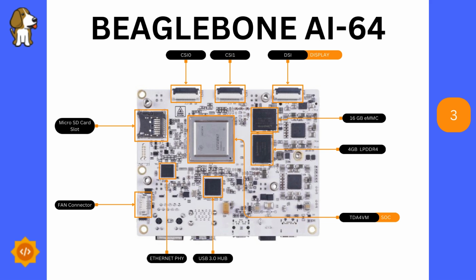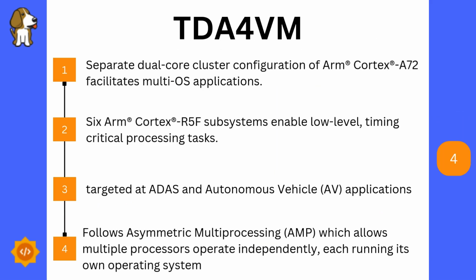The board is powered by a Texas Instruments TDA4VM SoC, which includes a dual-core ARM Cortex-A72 processor running at 2 GHz and a quad-core ARM Cortex-R5F processor for real-time processing tasks. The AI64 comes with a 4 GB LPDDR RAM and a 16 GB eMMC storage, along with an additional micro SD card slot. It comes with a bundle of connectivity options such as Ethernet, USB, DP connectors, and BeagleBone Black compatible GPIO headers. We will be mainly focusing on the SoC of the BeagleBone AI64, the TDA4VM.